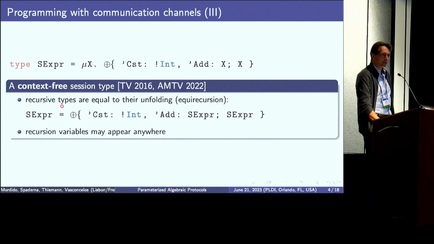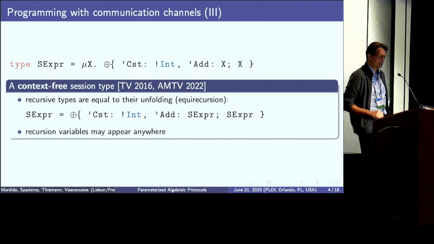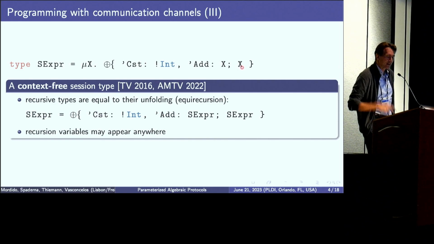Right there, let's have a closer look at this kind of type. This type is not a traditional session type, if you are a little bit familiar with the literature. This is called a context-free session type, and that has 2 properties. The first property is that recursive types are really equal to their unfolding, so you have an equi-recursive interpretation of that. And the second specialty is that recursion variables may occur anywhere in the type. In particular, you can have here a recursive call and then another recursive call to the same thing. In the traditional style session type, that's not possible. You can only have tail recursion, so this first X wouldn't work.